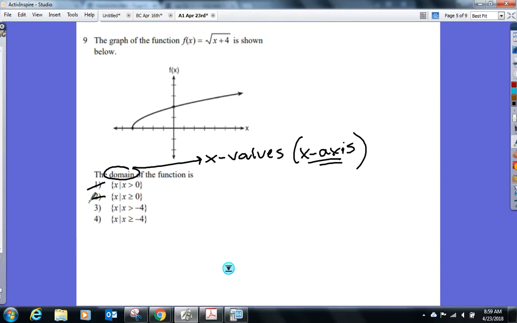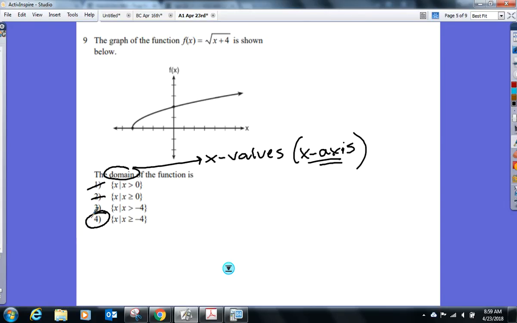Now, should I do greater than, or greater than or equal to? Because there's a solid point here. If I did not include it, what would I have here? An open circle. Open circle means does not include, closed means it does include. So we're going to choose everything greater than or equal to -4.